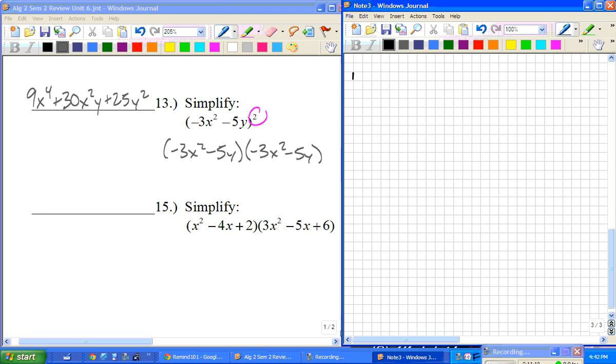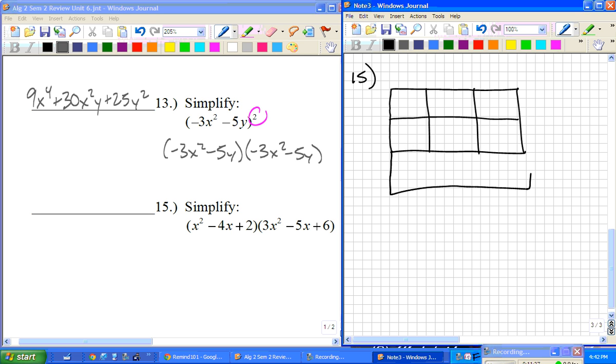Alright, number 15. Which method do you think I'm going to use for 15? I'm going to use the box, just because we have a lot of information, and I want to make sure to keep it all organized. Okay? And see, I didn't even draw enough boxes. Alright, so we have x squared minus 4x plus 2 and 3x squared minus 5x plus 6. Okay? All we have to do is multiply straight across.